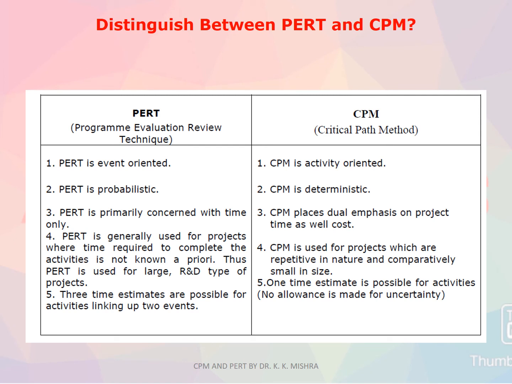Difference between CPM and PERT. Some I had already explained to you here. PERT is event oriented, CPM is activity oriented. PERT is probabilistic, CPM is deterministic. PERT is primarily concerned with time only. CPM places dual emphasis on project time as well as cost. PERT is generally used for projects where the time required to complete the activities is not known a priori. Thus, PERT is used for large and R&D type projects. CPM is used for projects which are repetitive in nature and comparatively small in size.